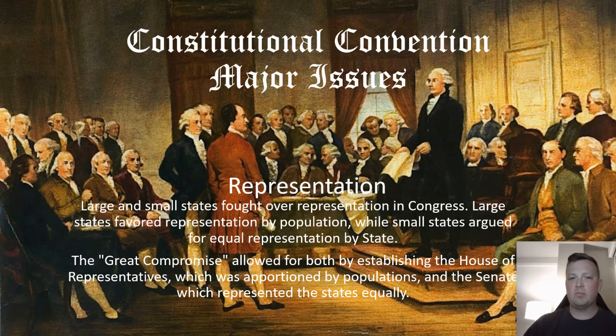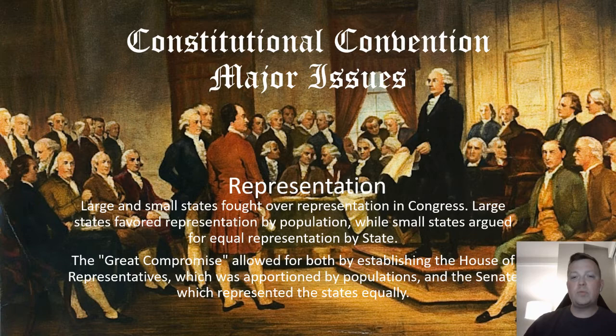One of the biggest issues that really divides the large states and small states is this issue of representation. Large states obviously want representation based off of population, whereas the small states want an equal representation for each state, which makes sense based on what they're looking for. They're all trying to look after their best interests, essentially, right? So we have this thing called the Great Compromise, where essentially we get both.